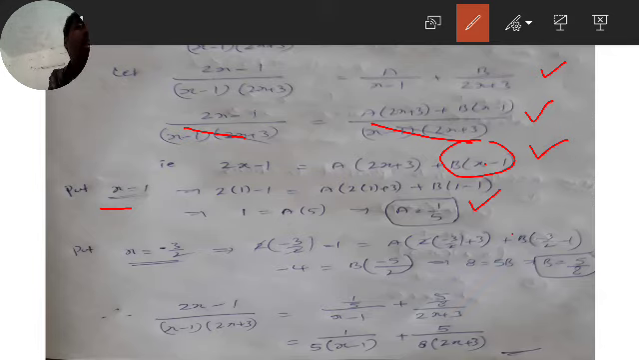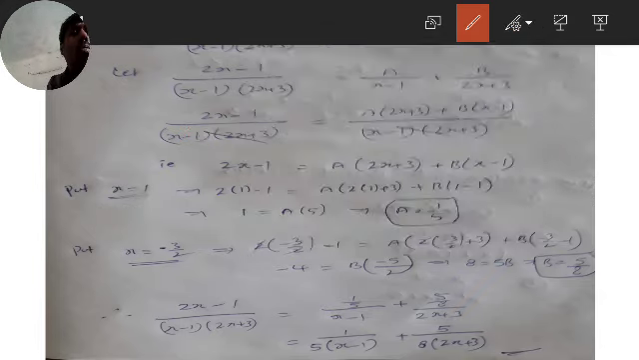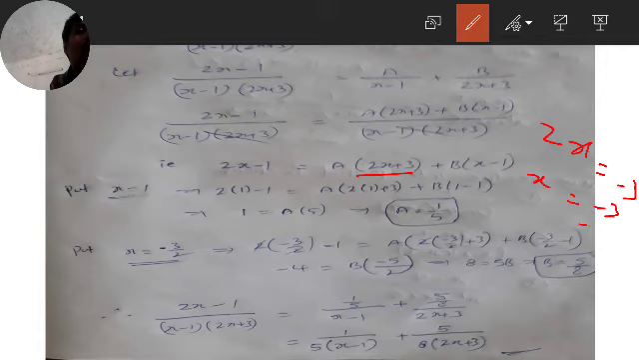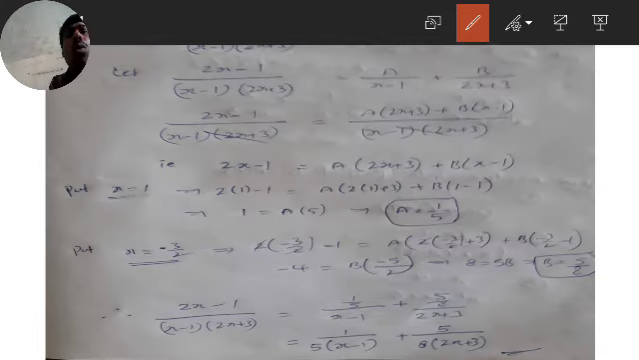To get b value, now you have to make a 0. How to make a 0? 2x plus 3 must be 0. 2x plus 3 equal 0 means 2x is equal to minus 3. And x is equal to, what happens? Minus 3 by 2. So put x is equal to minus 3 by 2.